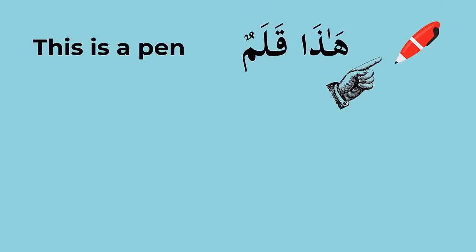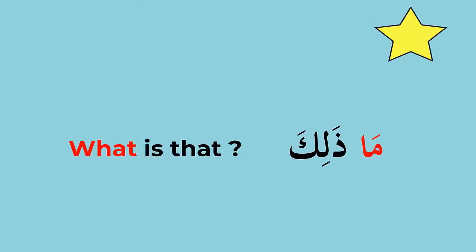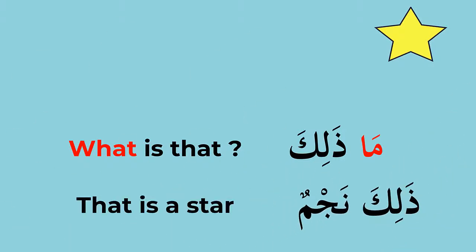Haza qalamun, zalika babun. So when I have to point out something which is far, you just use zalika. Ready, brother? The question, ma is same. Ma zalika. What is the meaning, brother? What is that? We are talking about that. Zalika najmun. That is a star.